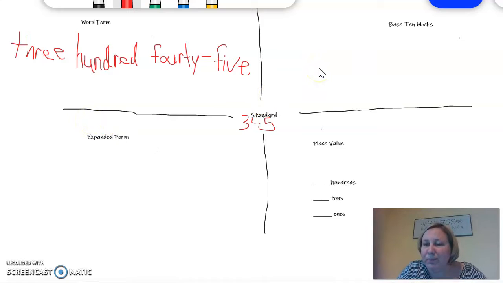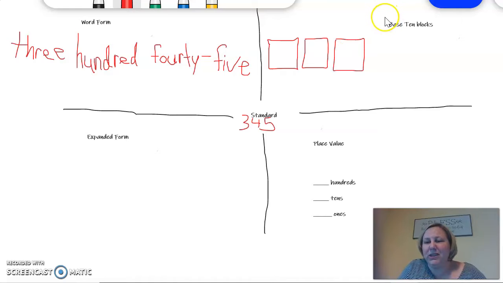Now, to draw your base 10 blocks, I know you boys and girls are building those numbers using base 10 blocks with your teacher, and I'm going to show you how to draw it. For hundreds, we use flats, and flats are in the shape of a square, so I'm just going to use a square. How many squares am I going to draw for 300? 100, 200, 300.